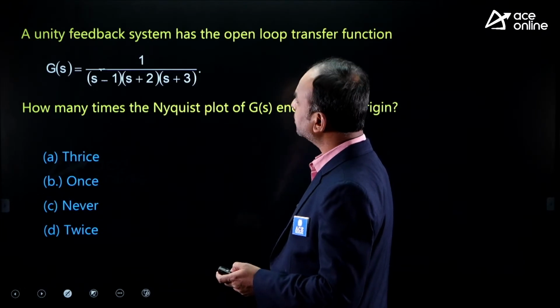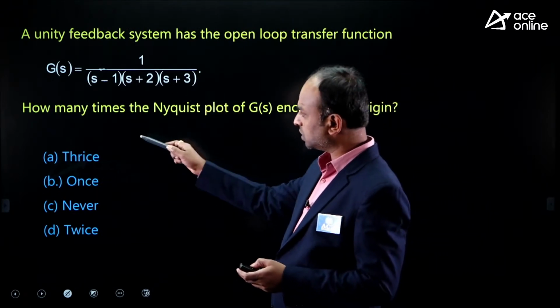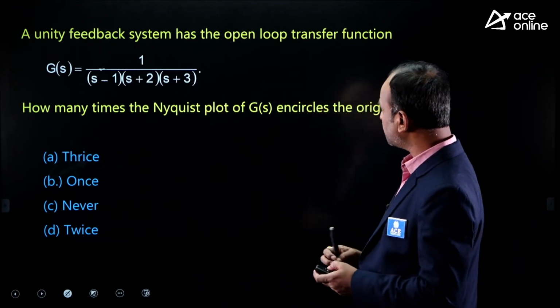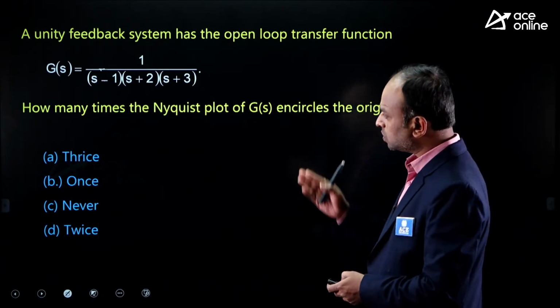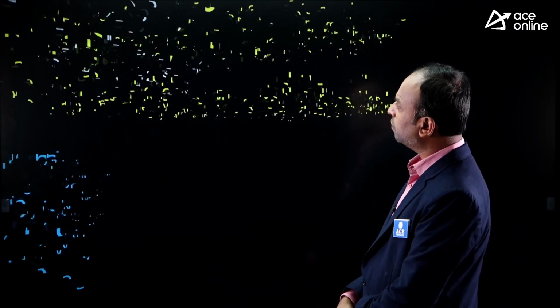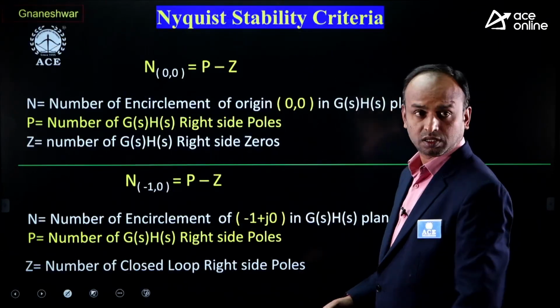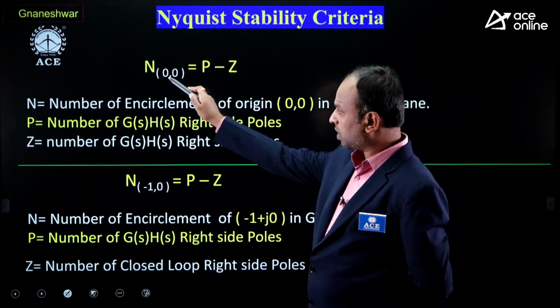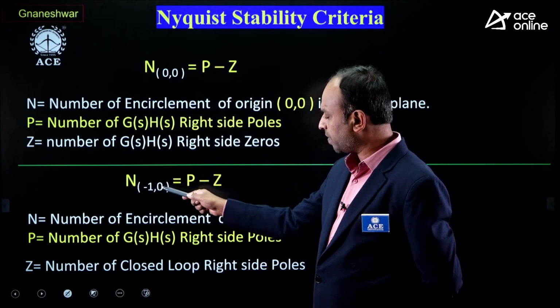A unity feedback system has an open loop transfer function, which is given. The question asks for the number of times the Nyquist plot of G(s) encircles the origin. Here I am providing the formula. There are two formulas we have: the number of encirclements with respect to the origin, and the number of encirclements with respect to -1 + j0.